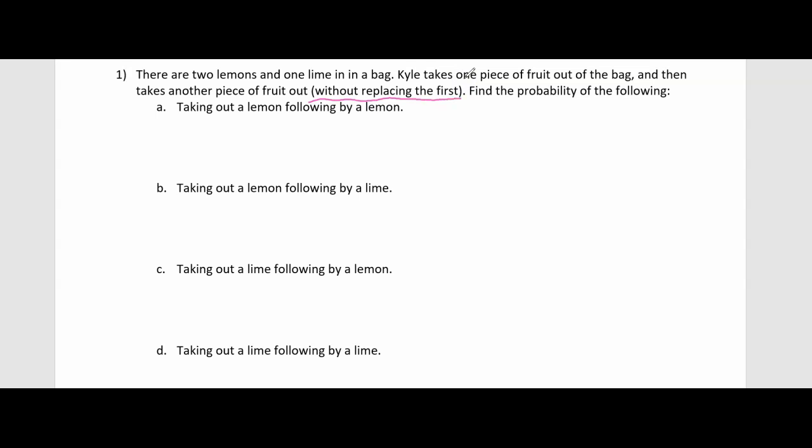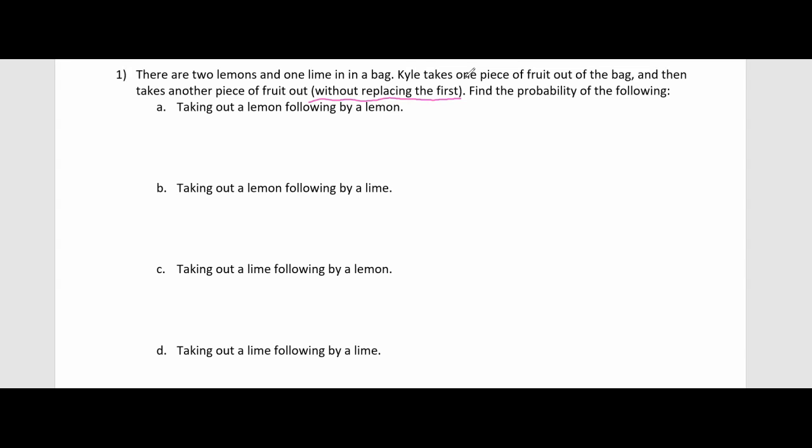If you replace something and then draw again, like if you take a card from a deck, you replace it and then you draw again, well, that's going to be an independent event, because the deck is set up the same exact way the second time you draw from it as it is the first. It's the same thing in this example. If you took a piece of fruit out of the bag, but then you put it back before you drew again, these would all of a sudden be independent events because the second time you take a piece of fruit, you have the same options, the same probabilities as you did the first time. But when you don't replace it, all of a sudden it becomes a dependent event scenario.